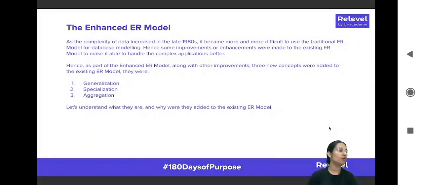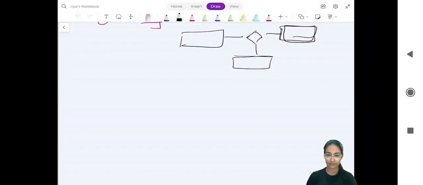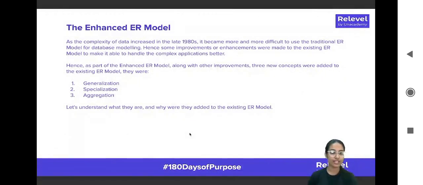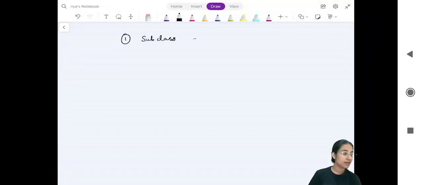Now we'll talk about all of them one by one in detail and understand the overall idea. But before going deeper, we'll first understand a few more terminologies which we are going to use. Let me show you on the screen here. Here we have generalization, aggregation, and specialization. First, we'll talk about another concept, superclasses and subclasses, before moving to the advanced ER model.